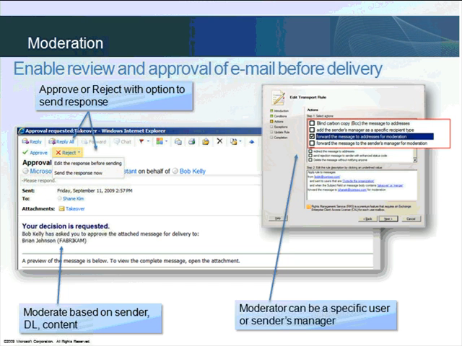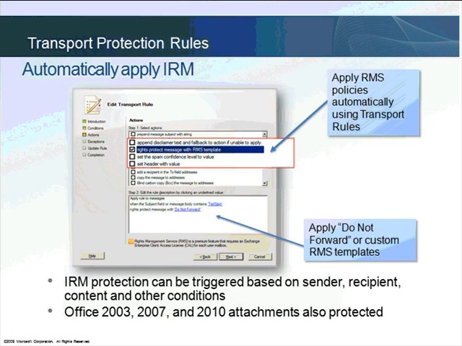This is an example: enable moderation, which enables review and approval of emails before delivery. You can set up a rule that forwards a message to addresses for moderation, and once it is approved, then only can the message be forwarded based upon the settings. So that's one example.